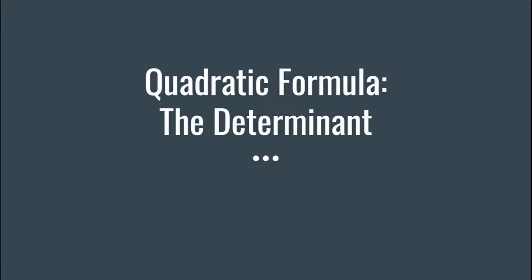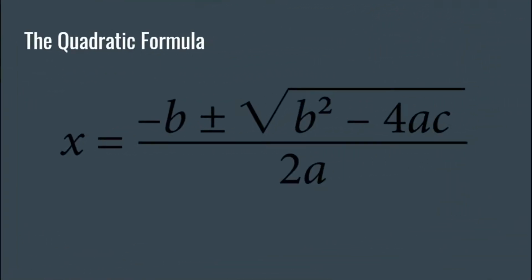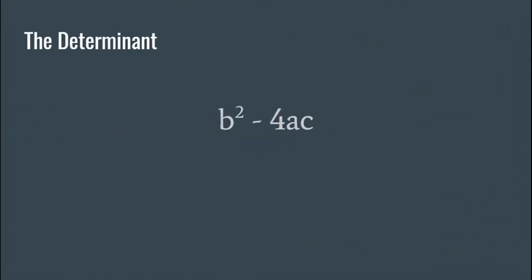For this video, I'll be talking about the determinant as far as quadratics go. Quadratic equations, quadratic formula, all that stuff. Okay, so here's what we'll be doing, just like I said. Let me just remind you what the quadratic formula looks like. So the determinant is this part here under the square root, b squared minus 4ac. That's what we'll be focusing on for this video and this particular topic, just in case you weren't sure what I was talking about.